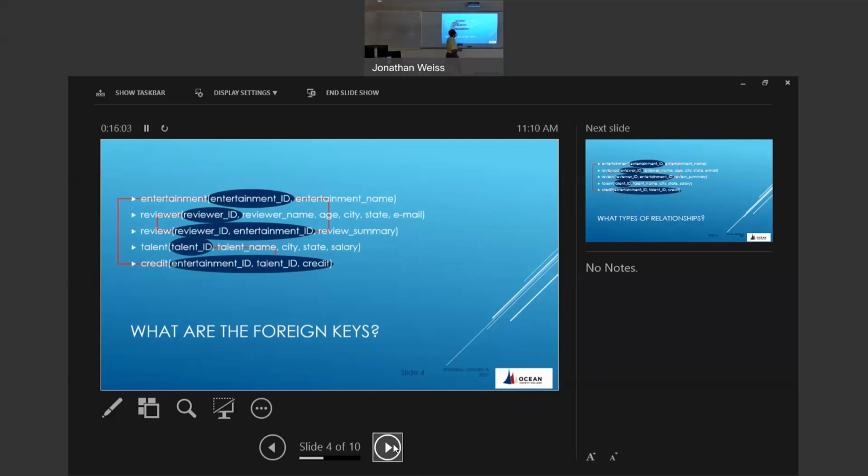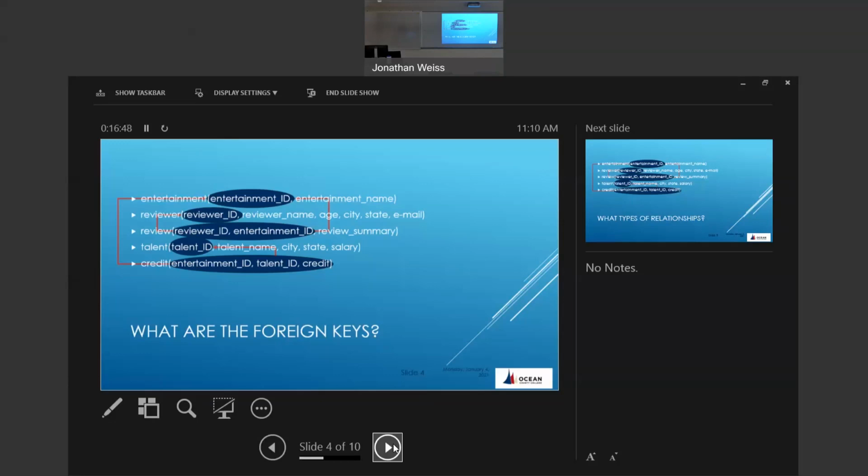And if you didn't know how to draw the lines in these boxes, first draw the boxes. This relationship between foreign keys and primary keys tells us how to draw the lines. You know, we see, for example, the credit points to, I'll draw this as an arrow, entertainment, because it has a foreign key referencing entertainment. Credit points to talents, because it has a foreign key representing talents.